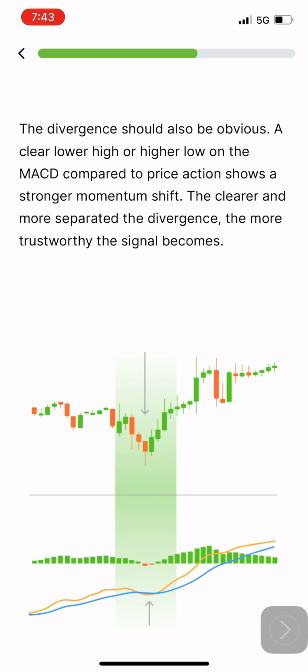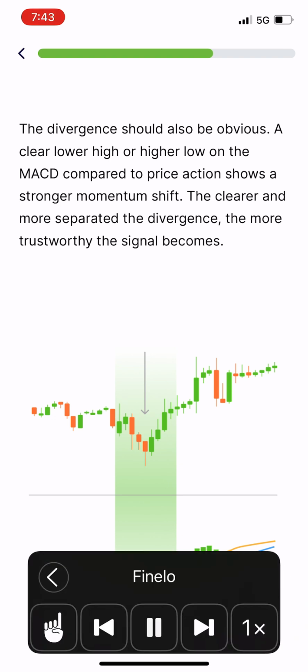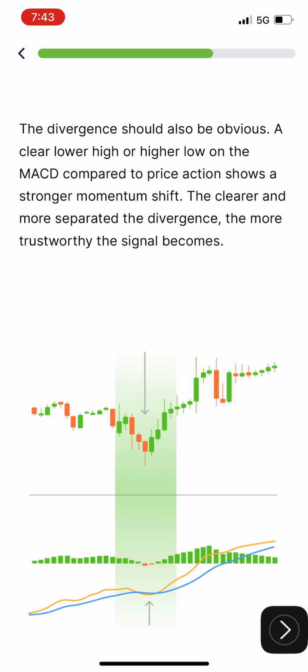The divergence should also be obvious. A clear lower high or higher low on the MACD compared to price action shows a stronger momentum shift. The clearer and more separated the divergence, the more trustworthy the signal becomes.